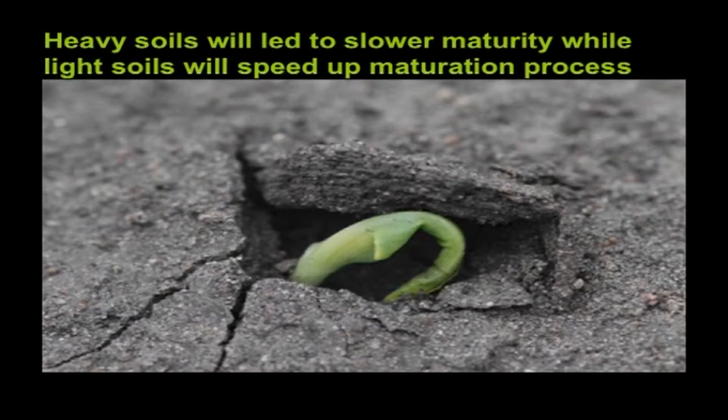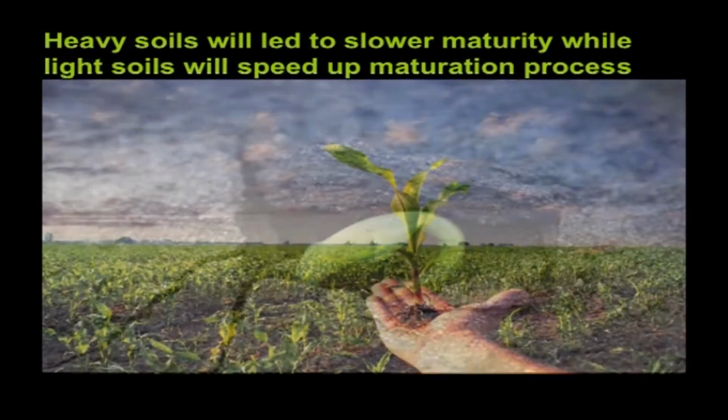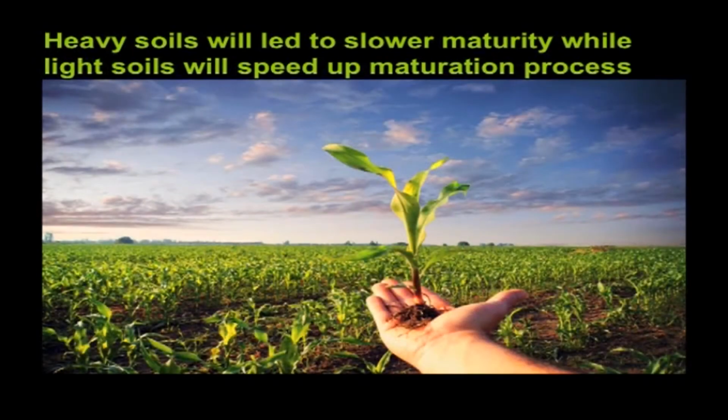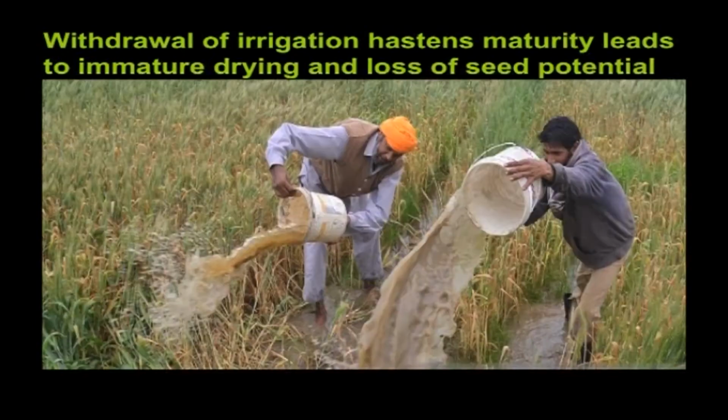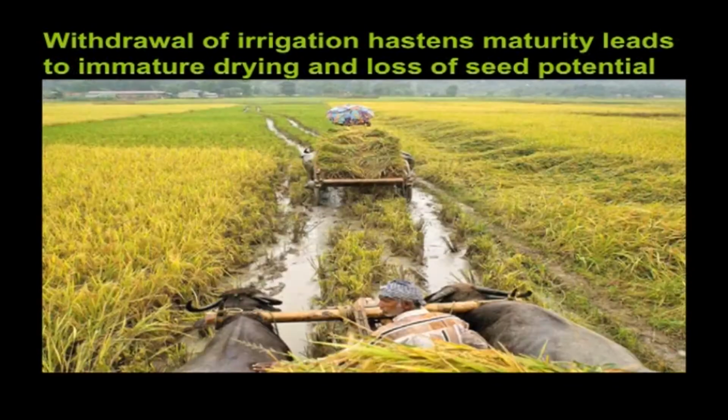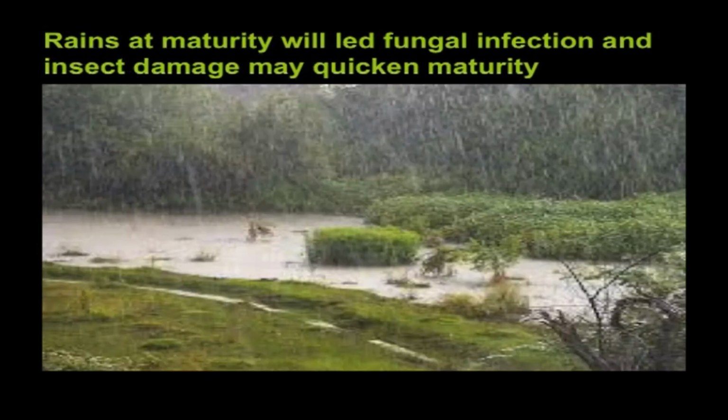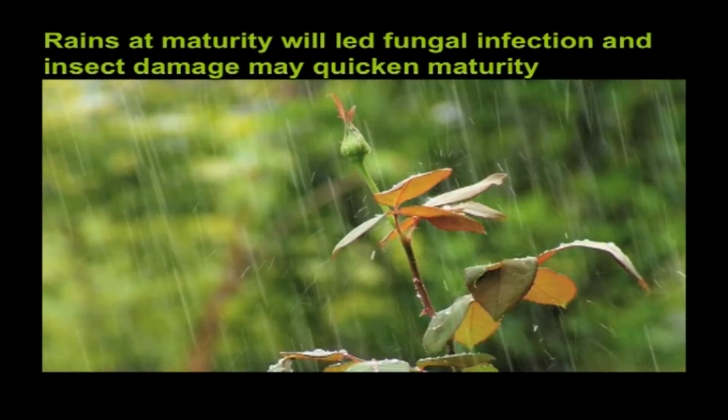Maturity will also be decided by seed crop management. Heavy soils will lead to slower maturity, while light soils will speed up the maturation process. Irrigation at the time of harvest will delay maturity, while withdrawal of irrigation will hasten maturity, leading to immature drying and loss of seed potential. Rains at maturity will lead to fungal infection and insect damage may quicken maturity.